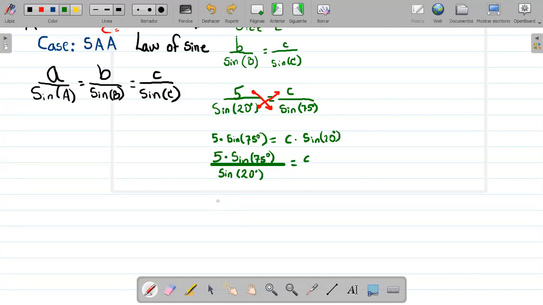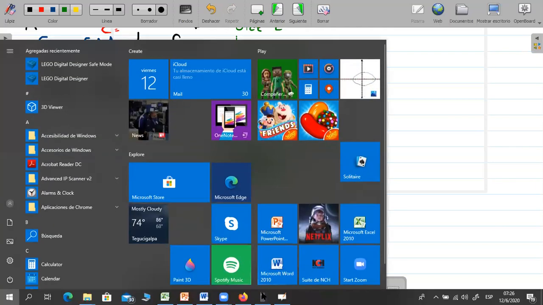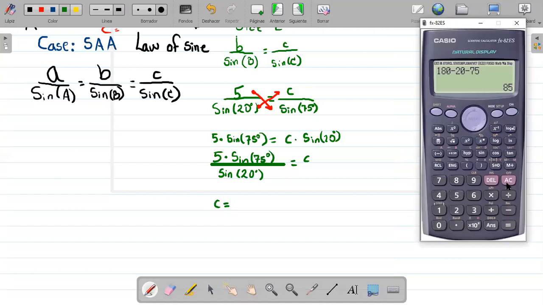Who already got it? 14.12. 14.12. And the rest of the students, did you get the same? Yes, 14.12. Okay, I'm sure that's gonna be the answer. Just to show you here how to get it: 5 times sine of 75 degrees divided by sine of 20. Okay, so there it is. Equals, like you said, 14.1208, which rounded is just 14.12.